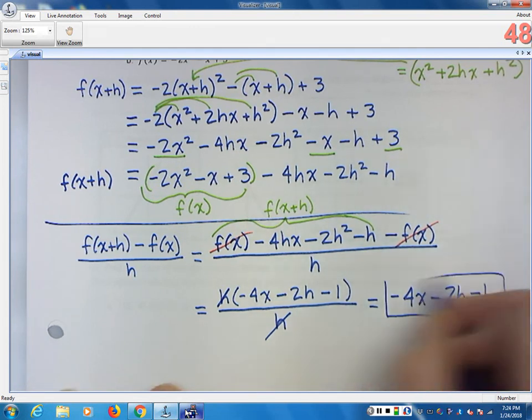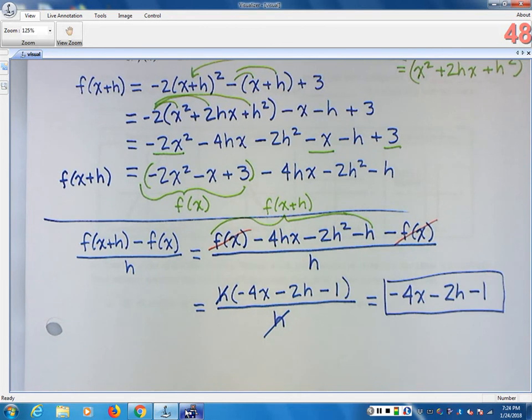That's our difference quotient. And now if we wanted the derivative, we take the limit as h goes to 0, and our derivative is minus 4x minus 1. But we just want the difference quotient. And that's the slope. And as we make h go to 0, it's an instantaneous slope at one point. Okay. All right, that's the difference quotient.